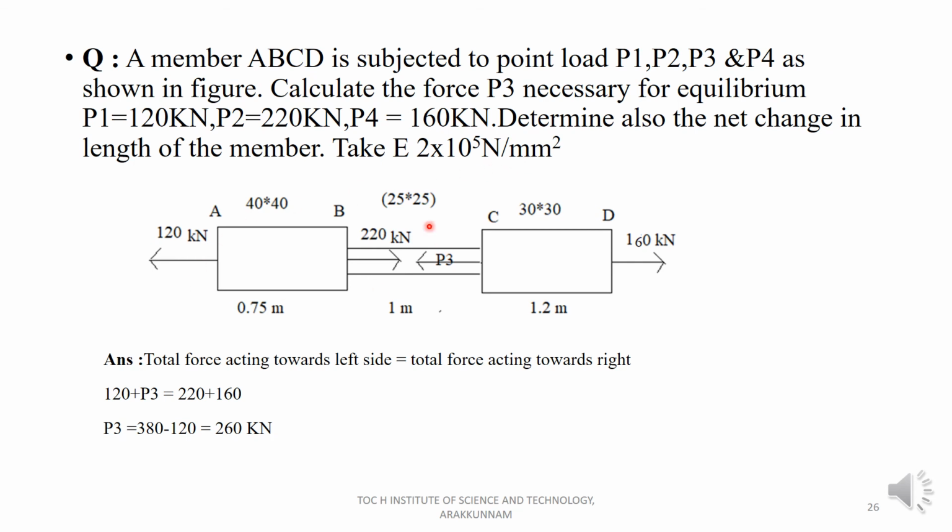So at equilibrium, the total load acting towards left is equal to the total load acting towards right. The total load acting towards left is 120 plus P3, and that's equal to 220 plus 160. So P3 we have to calculate. P3 equal to 380 minus 120, which is equal to 260 kilonewton. Now we have 3 sections, and the cross-sectional dimensions are given, lengths are given, and the different loads are given. So by considering each individual section, we have to find the value of delta L for each.